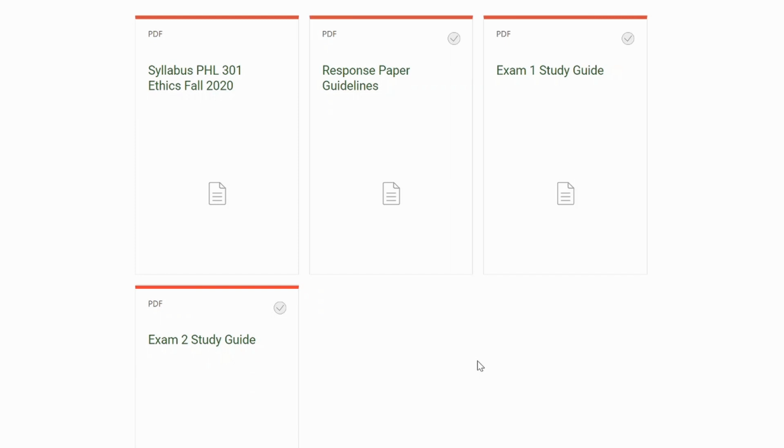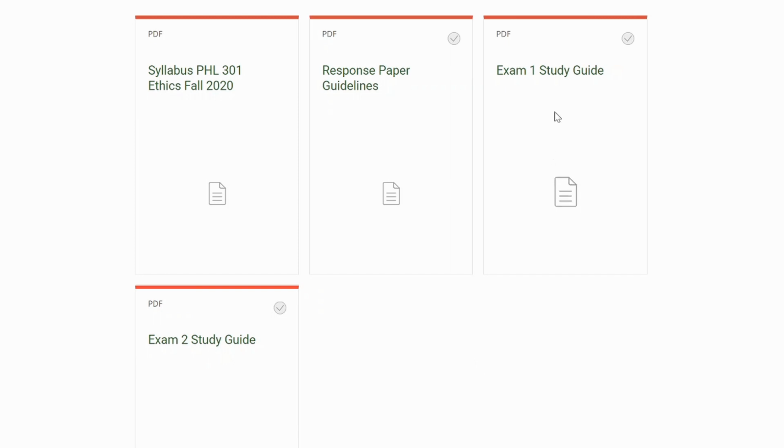I'm going to go over the study guide for exam 1, and the reason I'm just going to do exam 1 is because there's really no substantive difference between exam 1 and exam 2. Neither exam is cumulative. The only difference they have is the content. The first exam is over the first half of the course. The second exam is over the second half of the course. But in terms of the format, they're exactly the same. So whatever I say about exam 1 will also apply to exam 2.